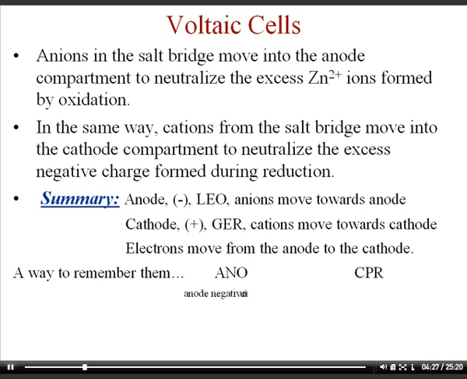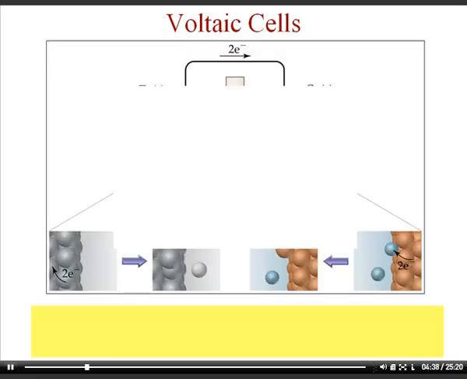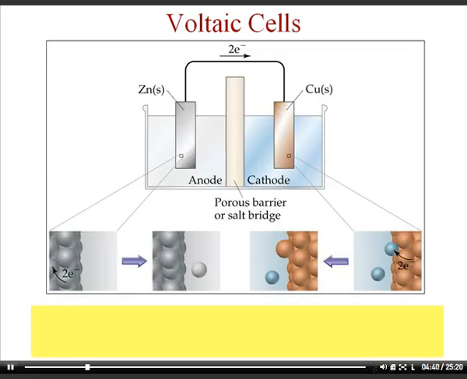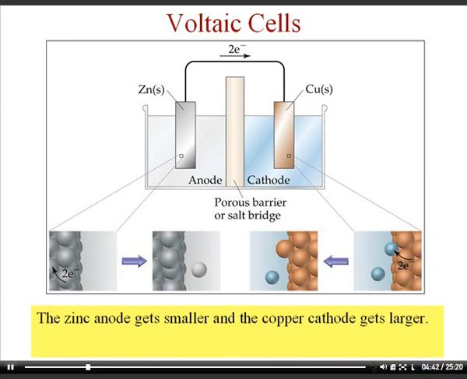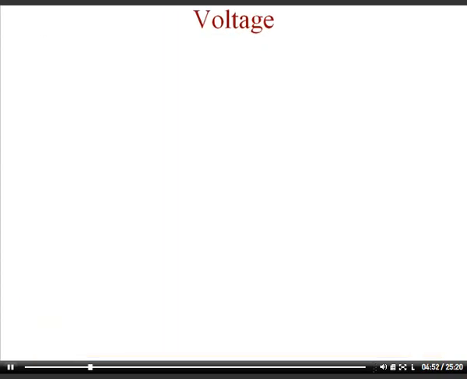So here's a way to remember which compartment is negative and which one is positive. We say AN OX, which stands for the anode is negative and it's oxidation, and then CP RED is the cathode is positive reduction. And here is again another picture of what's taking place. The zinc turns into zinc ions and the copper ions turn into copper. So the anode is getting smaller and the cathode is getting larger.